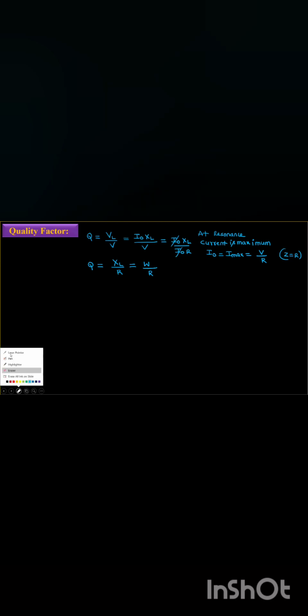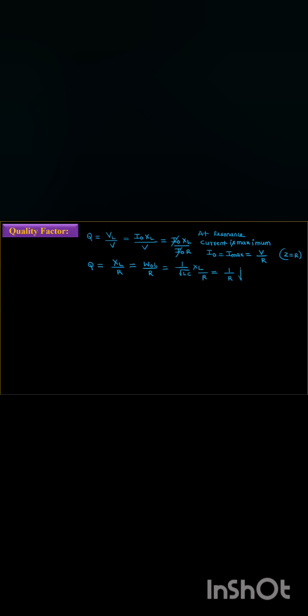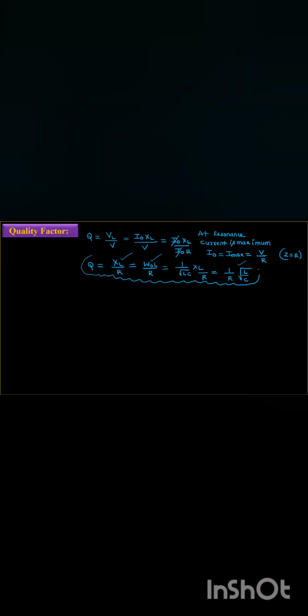At resonance condition, we know the angular frequency is omega naught. That is omega naught into L by R. How to write omega naught? 1 by root LC. Omega naught equals 1 by root LC, into L by R. If you simplify this, what do you get? 1 by R into square root of L by C, students. This is one more formula for quality factor. You can take XL by R, omega naught into L by R, or 1 by R into square root of L by C. This is with respect to the inductor.